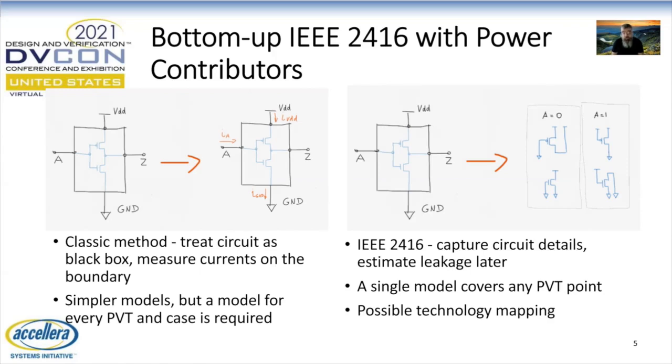2416 does this very differently. 2416 captures enough information about the circuit. It captures its topology and just basic information. Binding to the actual process model and the specification of PVT is done at a later point, at the point where I want to estimate power. This is how I can actually estimate power at any PVT point and with any process model I like.